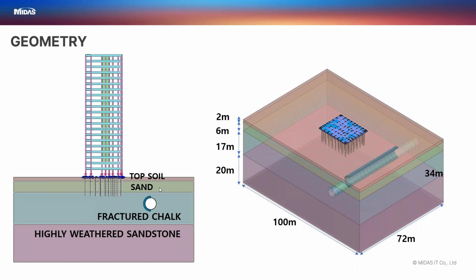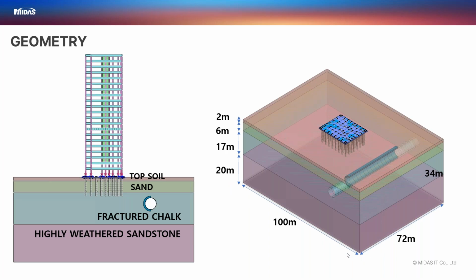Second, we have a bit denser sand layer. Below that is the fractured chalk layer. This is where the TBM does the work. And finally, the bedrock is highly weathered sandstone with more or less poor rock qualities. So the combined depth of the model will be around 43 to 45 meters.